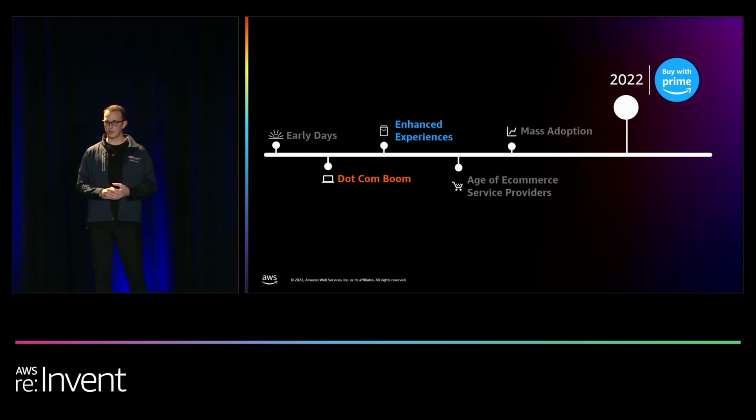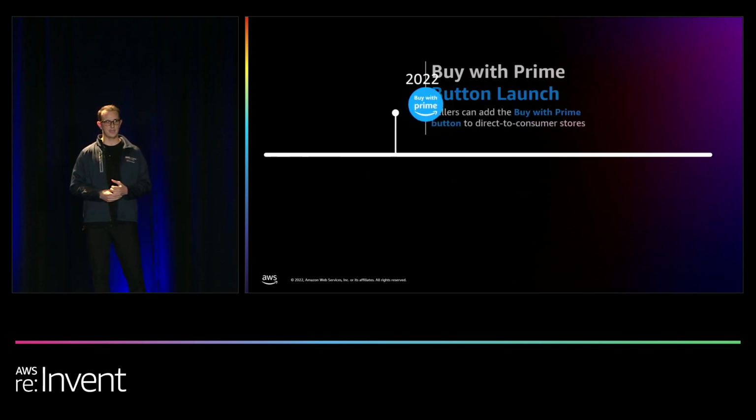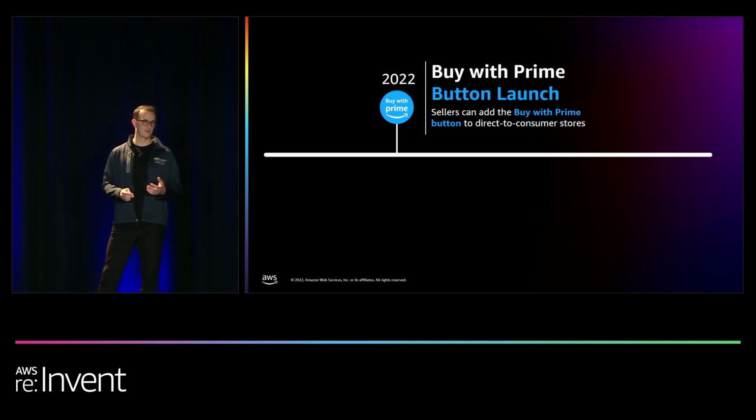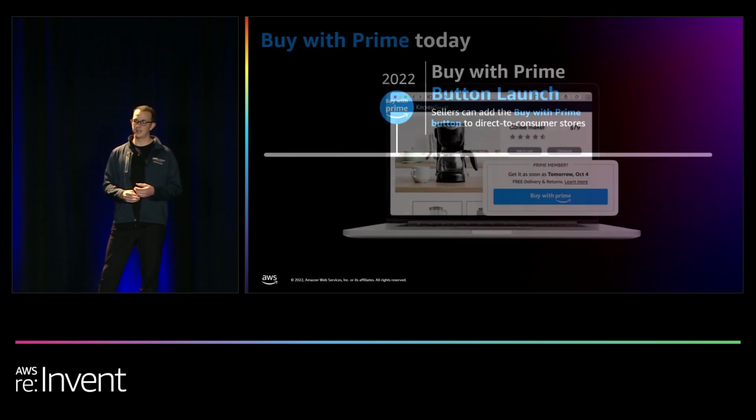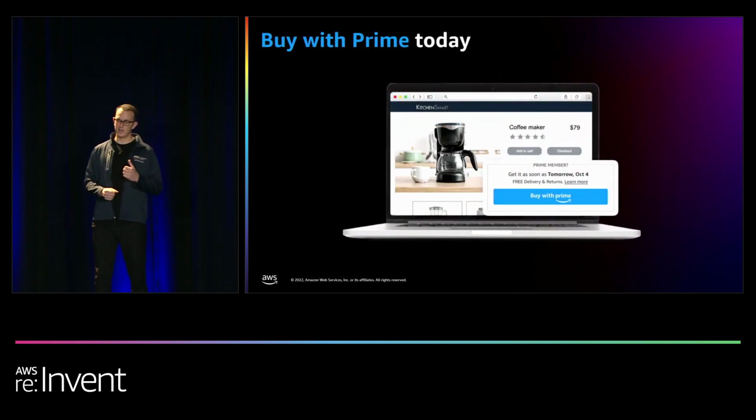In today's current formatting, it exists as a simple button that sellers can add to their storefronts. So, next slide, there we go. First, users are able to design the look and feel of their button. Then they simply install a quick snippet of JavaScript onto their website. And shoppers are instantly able to create Buy with Prime orders.